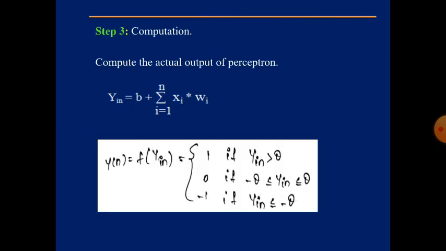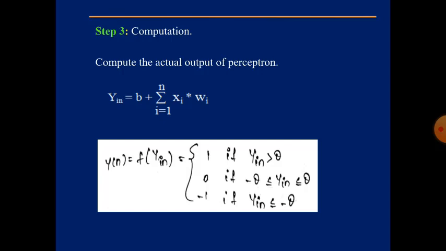Next, the third step is computation of actual output. Before going for the actual output, first we have to calculate the cumulative input yin equal to b plus the sum over i equal to 1 to n of xi wi. So this is the summation input. From this we will calculate the actual output.